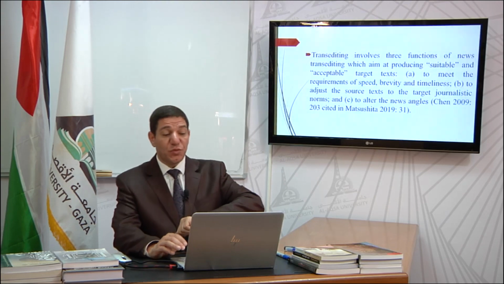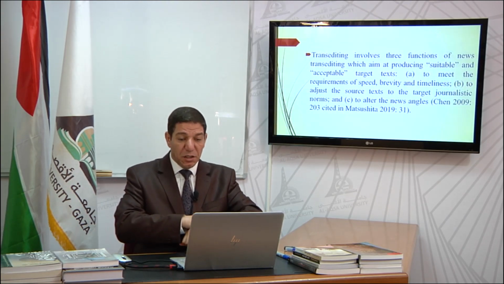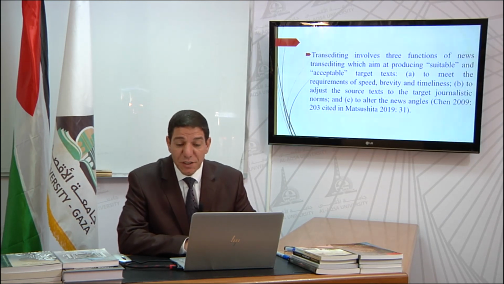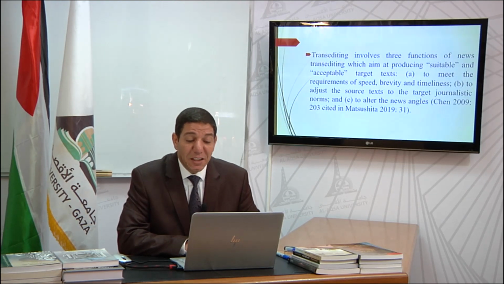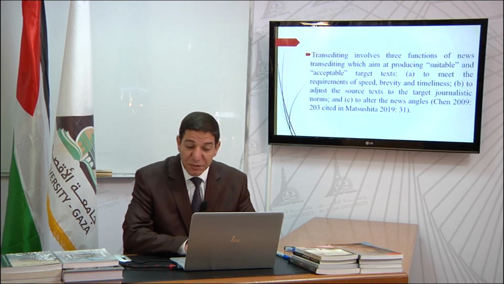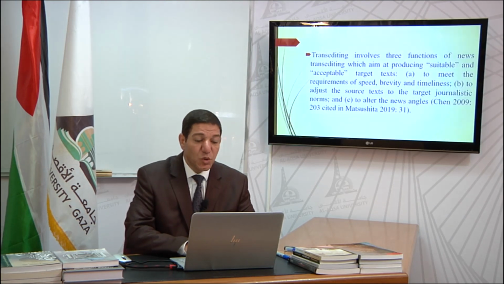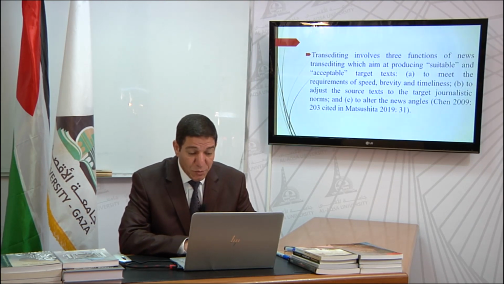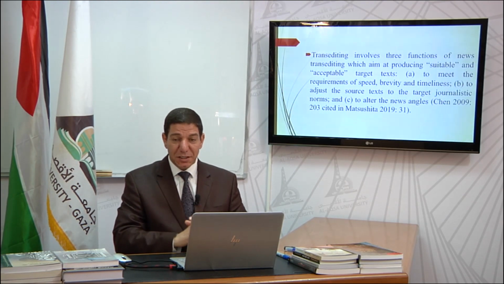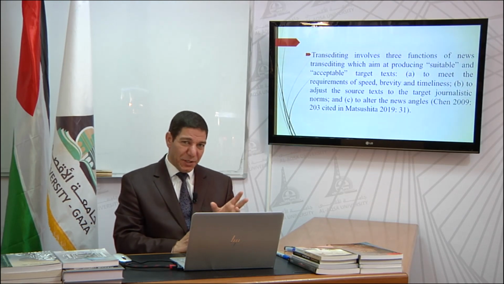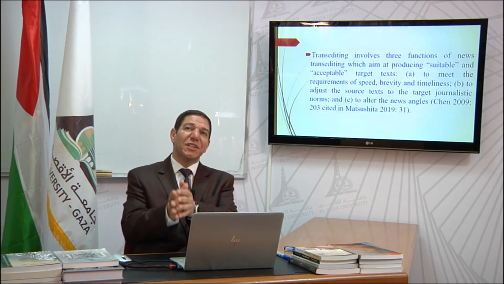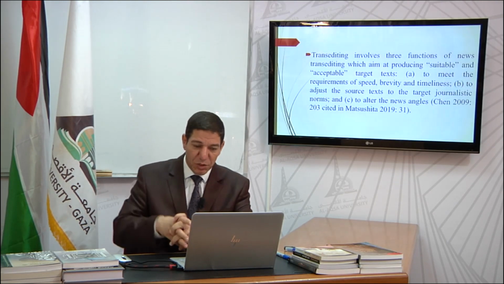Trans-editing involves three functions of news, which aim at producing a suitable and acceptable target text. One, to meet the requirements of speed, brevity, and timeliness, okay? Also to adjust the source text to the target journalistic norms and to alter the news angles. If the focus in the source text is on something and my focus is on something else, I highlight, I make salient what I want my readers to know of the article, okay?